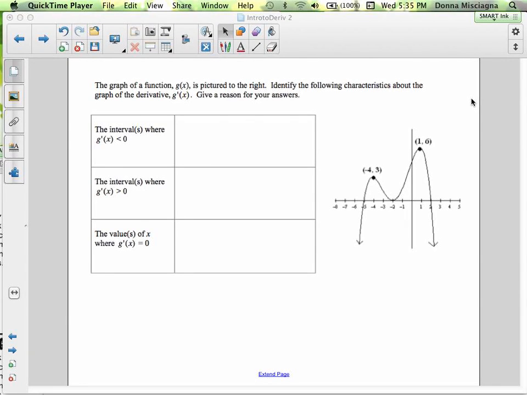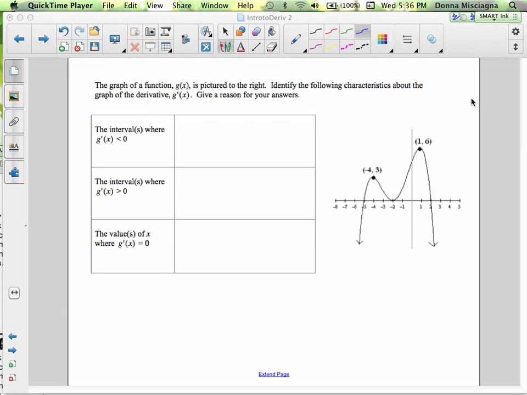Welcome. So we're going to be doing some application problems regarding the derivative. Here's the first one. These two problems are in your book. The graph of a function g of x is pictured to the right. Identify the following characteristics about the graph of the derivative g prime of x and give a reason for your answers. All right, so the first characteristic, the intervals where g prime of x is less than 0.